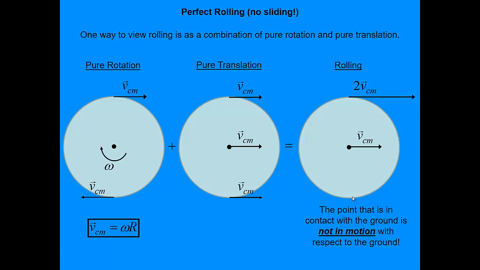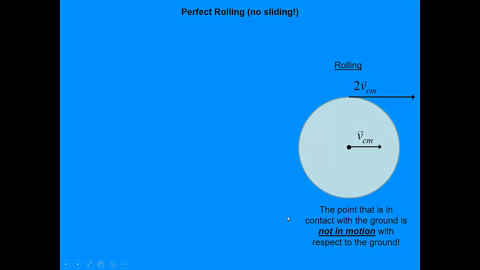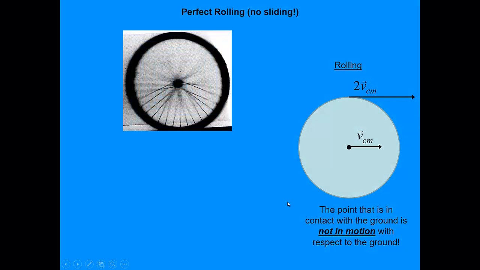Now that may seem like a strange idea, right? That the top part is moving twice the speed of the center of mass. The center of mass is, of course, moving at the speed of the center of mass, and the bottom is not moving at all with respect to the ground. But take a look at this picture, which I pulled out of your book. This is a bicycle wheel perfectly rolling from left to right at a constant speed.